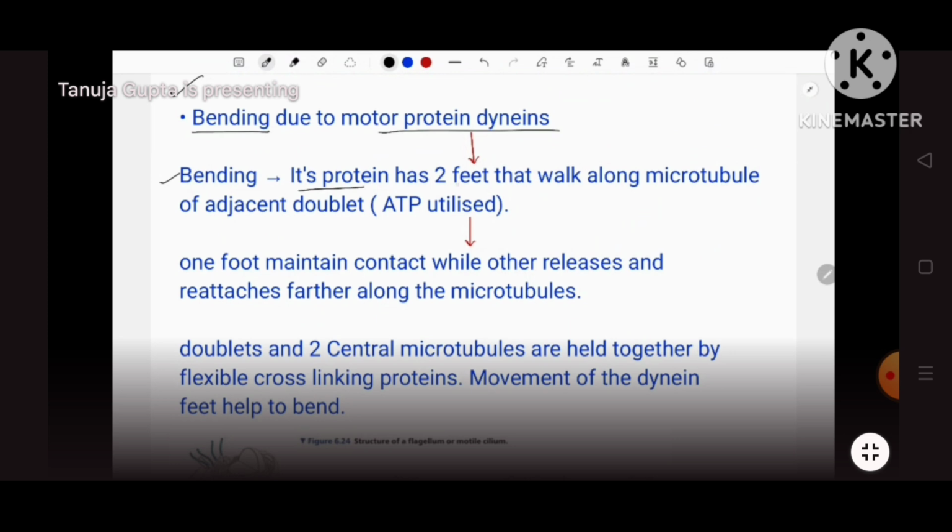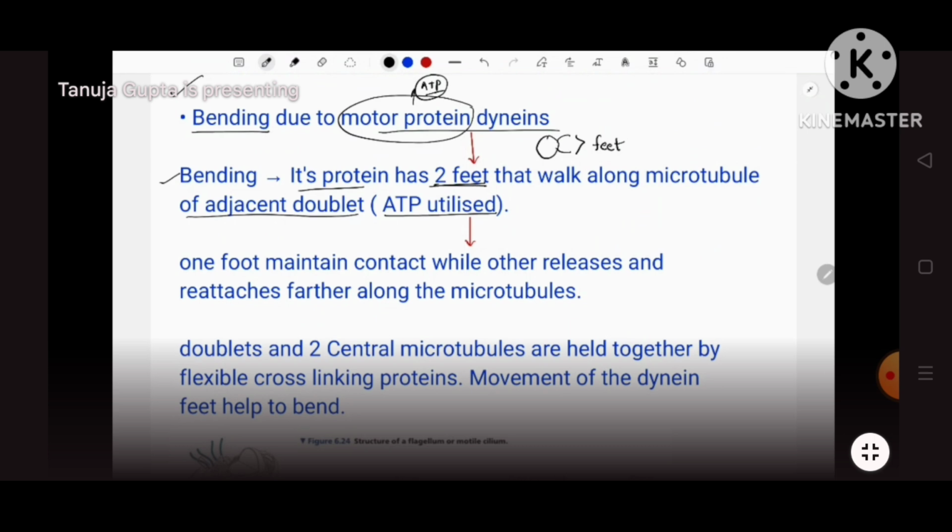See, it is a protein which has 2 feet. I told you just now, right? These 2 feet walk along the microtubule of the adjacent doublet. Always remember, motor proteins utilize the ATP. ATP is what? Energy molecule. So it utilizes the energy. Simply, if we walk, definitely we also need energy. The same way, if a motor protein is used to walk, they also need energy, so they utilize the ATP to do their function.